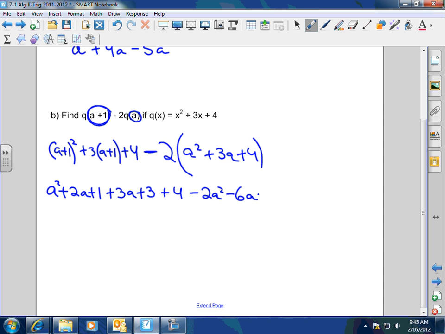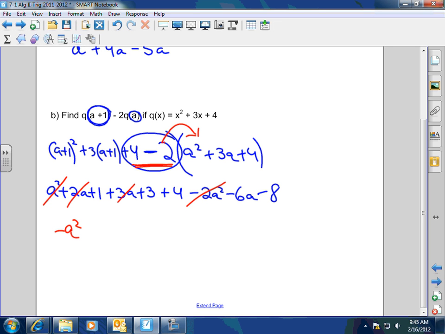Please be careful, not only with that, but with this part right here. A lot of times, people will subtract these two, and that is wrong. Okay, you cannot subtract these two because this 2 has to be distributed first. Okay, so now let's combine like terms. So what do I got? I got an a squared and a negative 2a squared, so that's negative a squared. I got 2a plus 3a is 5a minus 6a, so minus a. And then I got a 1 plus 3 is 4 plus 4 is 8 minus 8 is 0.